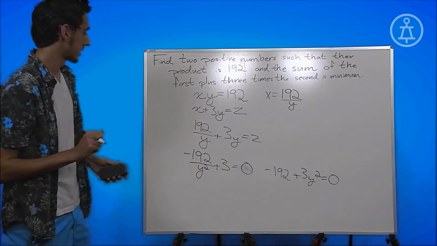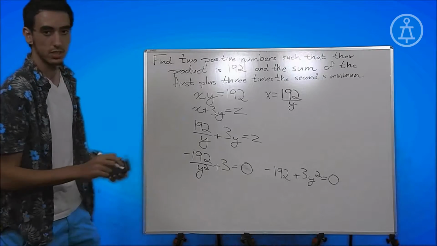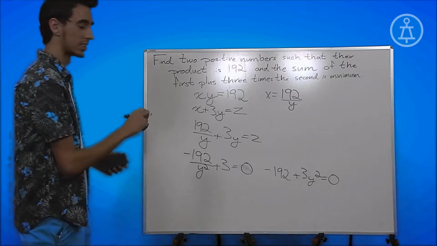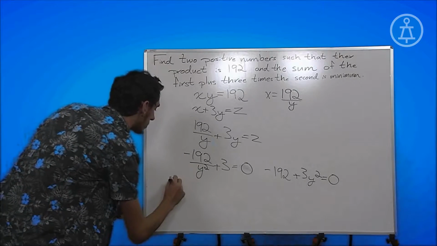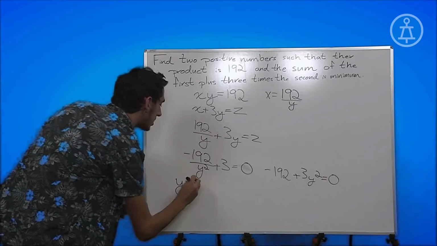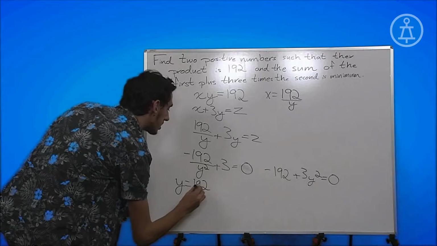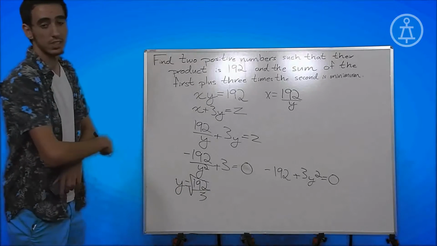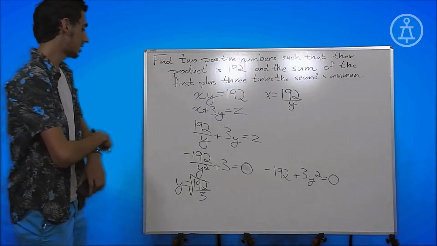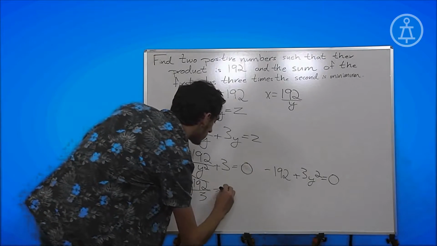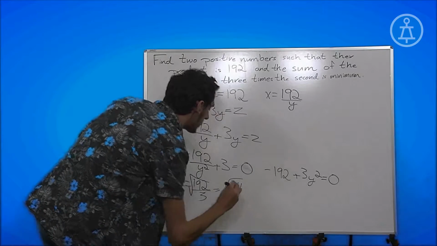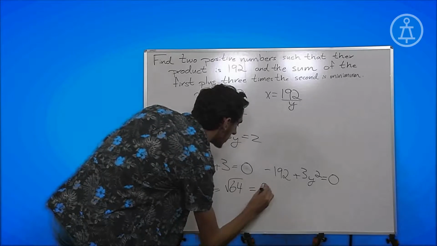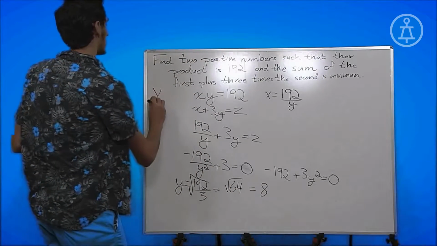Right? So now we're going to take the 192 onto the other side, divide by 3, and take the square root. So let's do that. So we know that y is going to equal 192 divided by 3, and take the square root of that. So 192 divided by 3 is 64. So we have the square root of 64, and then the square root of 64 is 8. Alright, so we know that y equals 8.